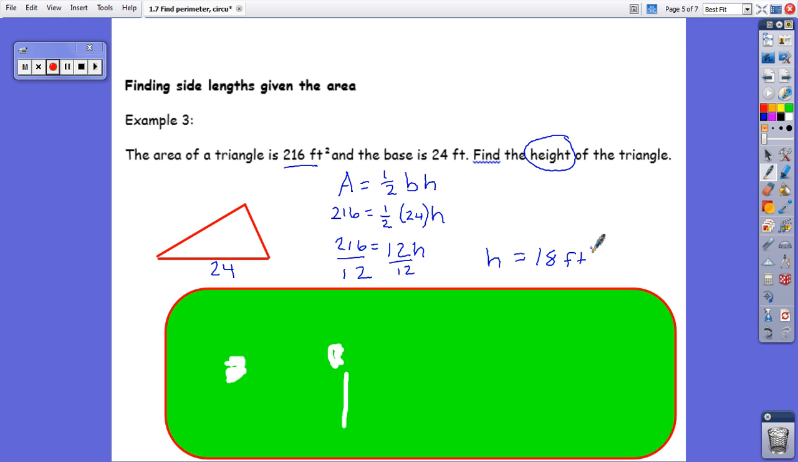The only thing I want to point out is what that actually means in this picture. Because as you remember, you have sides A, B, C. The height, remember, is a segment that drops straight down and makes a right angle here. So this line segment is what you just found. That's 18. If you're still writing that down, go ahead and pause. I'm going to move on to example 4.